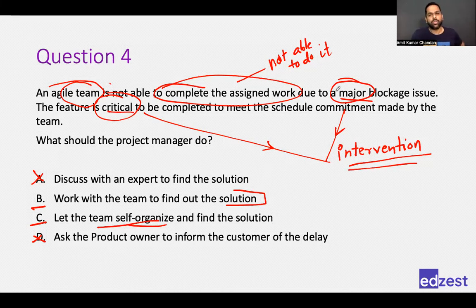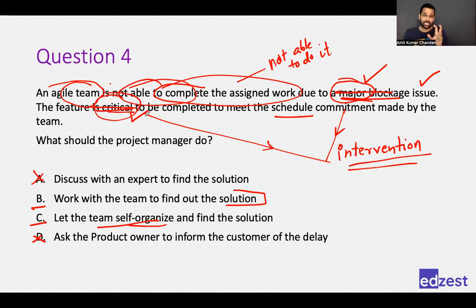What if there was no major blockage issue? What if it was only an issue? And what if it was not critical? I mean, it was not very critical, but any issue would have some impact on the schedule for sure. So what if they don't talk about criticality? What if they don't talk about the major blockage issue? What if they don't say that the team is not able to complete, and they say that there's a problem that has happened in the project? What will you do as a project manager?